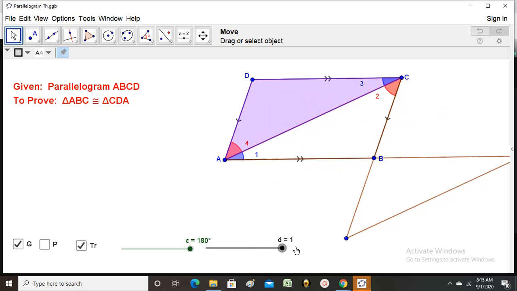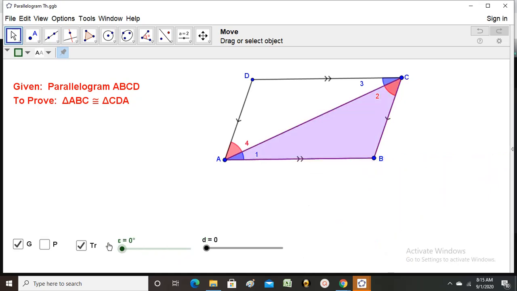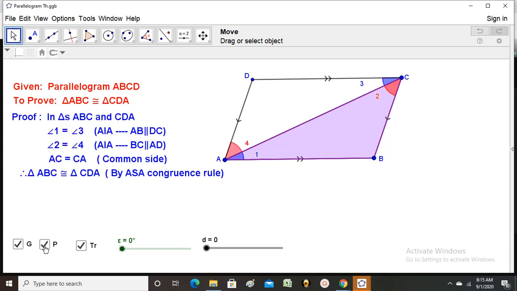They are exactly matching. That means these two triangles are congruent to each other. So triangle ABC is congruent to triangle CDA. Therefore, practically we already proved it, and now we are going to prove it theoretically.